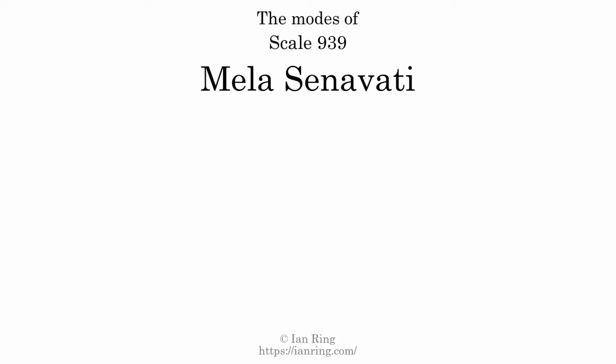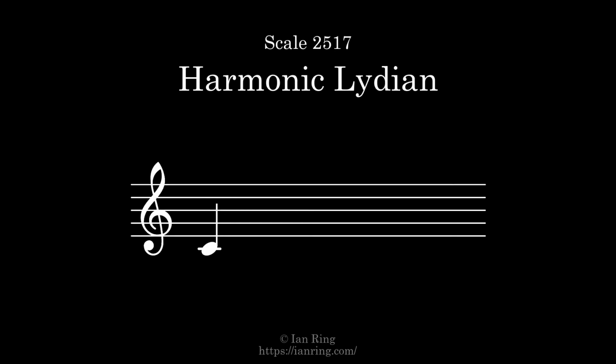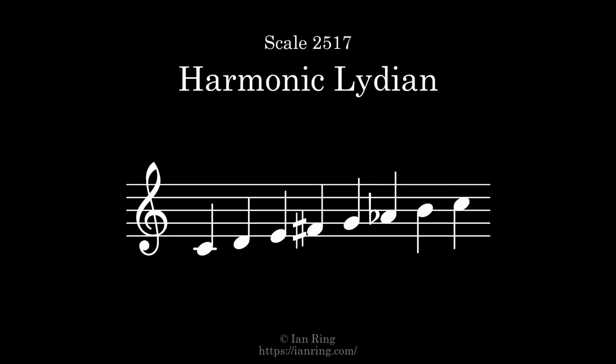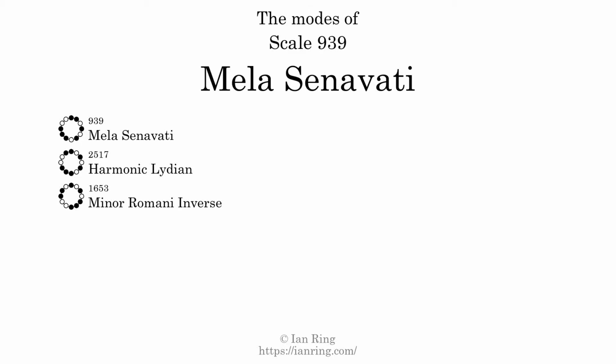This scale has 7 modes. The first mode is itself. The second mode is scale 2517, also known as harmonic Lydian. It sounds like this. The third mode is scale 1653, also known as minor Romani inverse. It sounds like this.